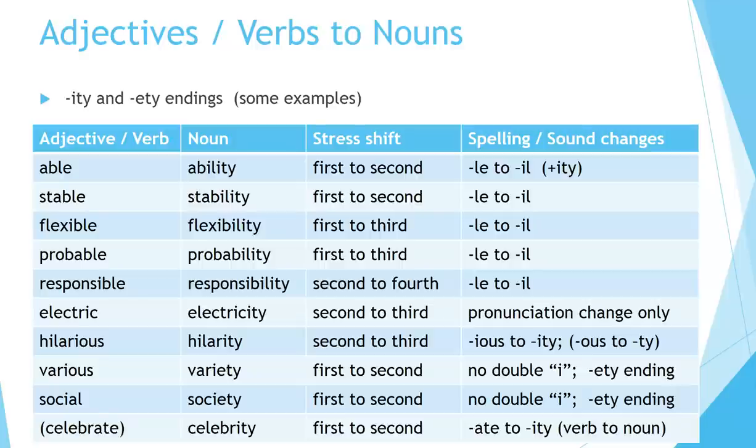Variety. The same thing holds true for the next example. Social, society. Stress goes from the first to the second syllable. There is no double I here. Instead, the ity ending is ety to avoid that double I, because there is an extra syllable there.